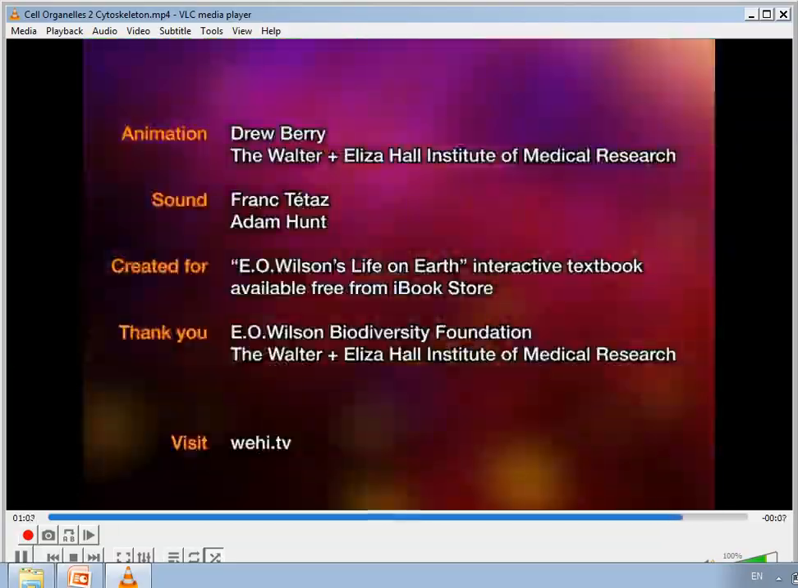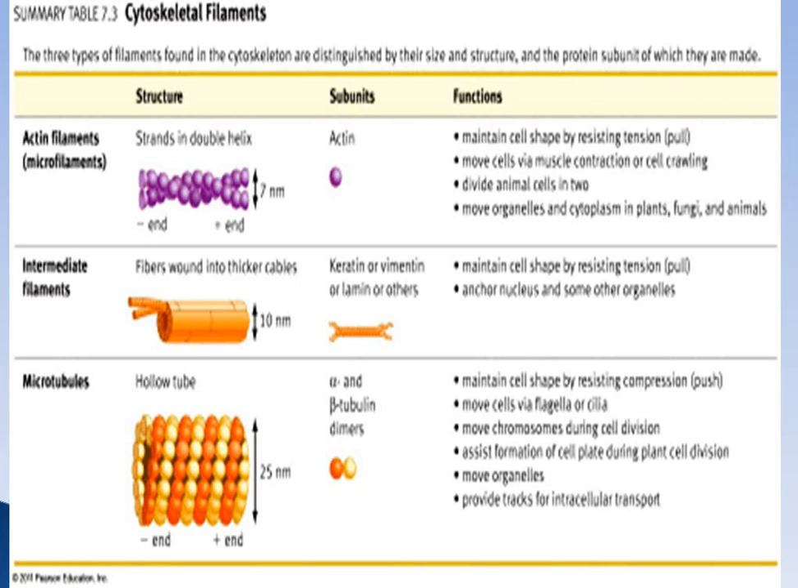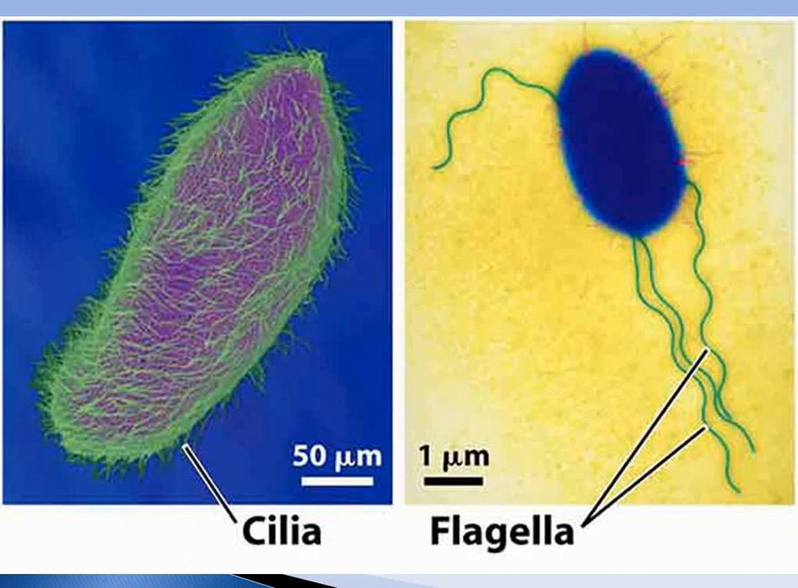Now this is another table that is showing a comparison between microfilaments, intermediate filaments, and microtubules. It is slightly blurred, but I think this will be clear to everyone. What are the subunits or the proteins that make up actin filaments, intermediate filaments, and microtubules, and what are the functions of these cytoskeleton components? Now the next topic is cilia and flagellum.